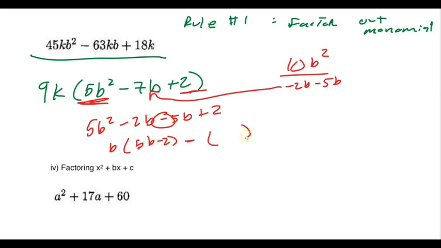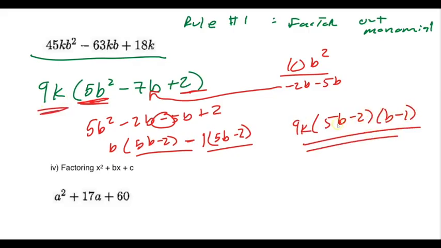Bring down the middle sign. They have nothing in common, so pull out a 1. Negative 5b minus the negative 1 is 5b. And then 2 divided by negative 1 is a negative 2. Hey, these match. And you get 5b minus 2, b minus 1. And don't forget about the 9k on the outside. All the same rules apply. Just don't forget rule number 1, factor out a monomial. It makes your life a lot easier if you can do it.